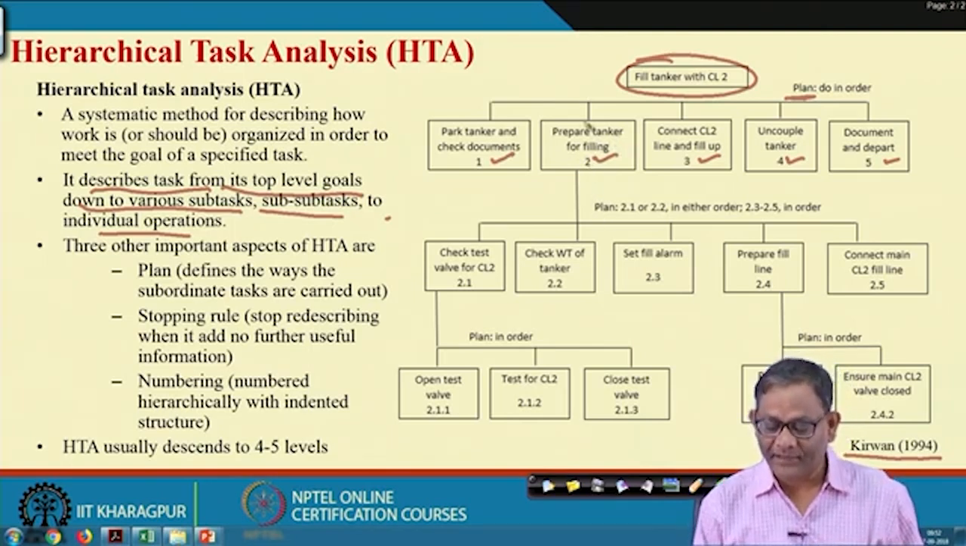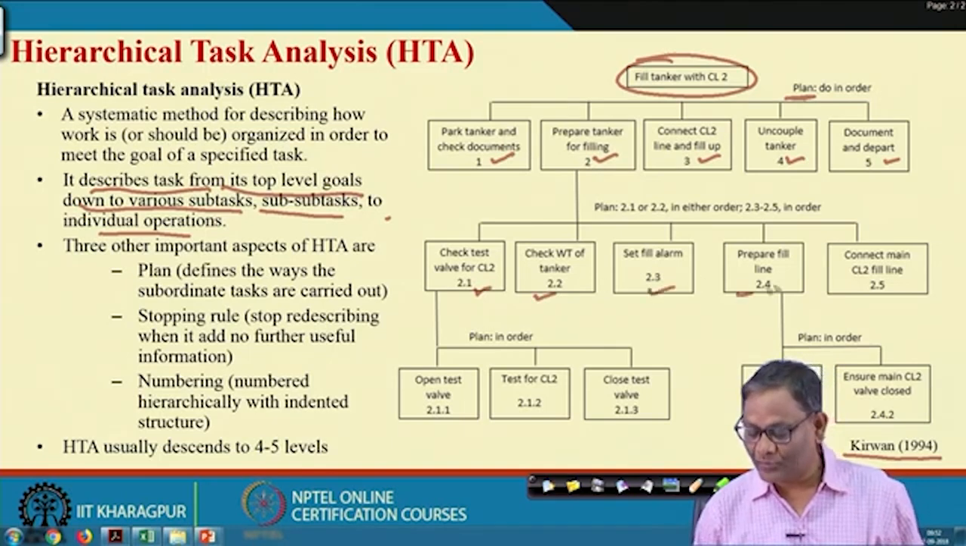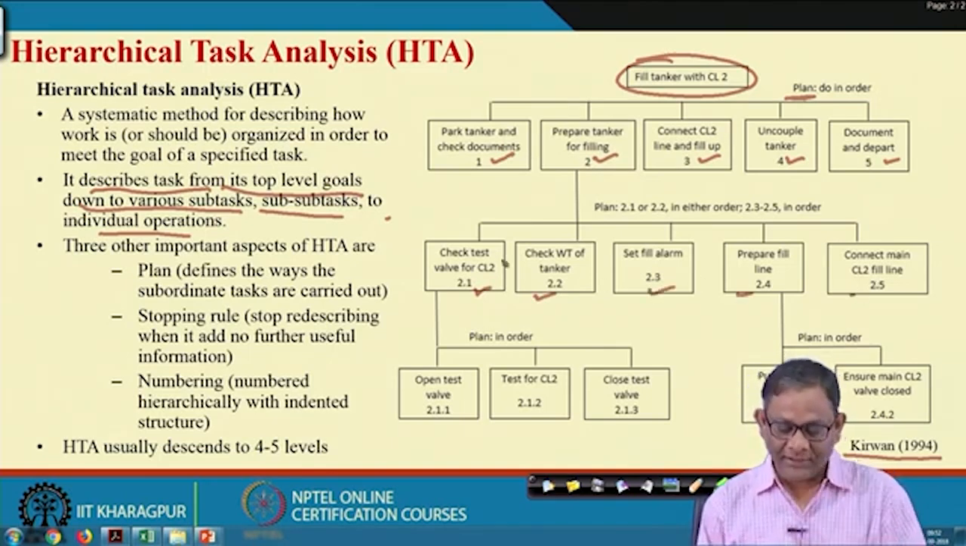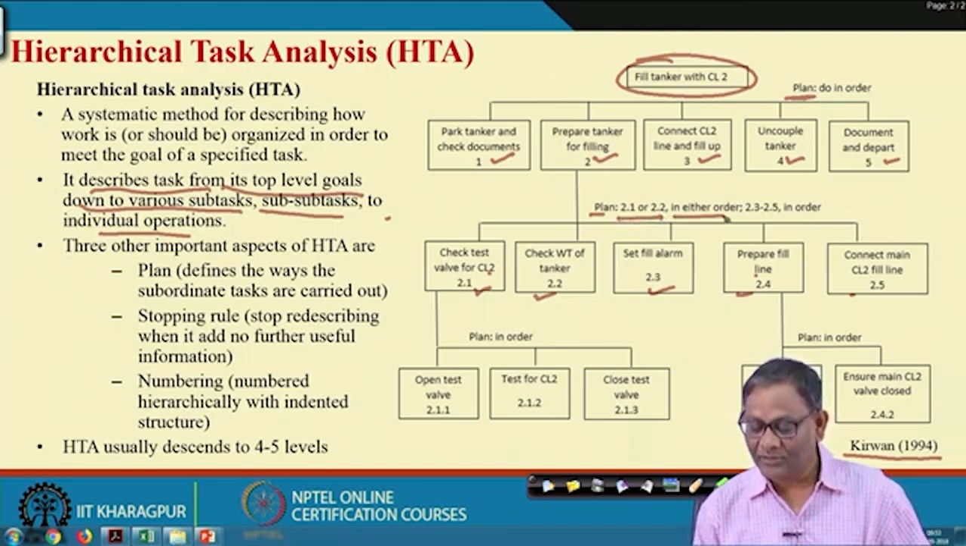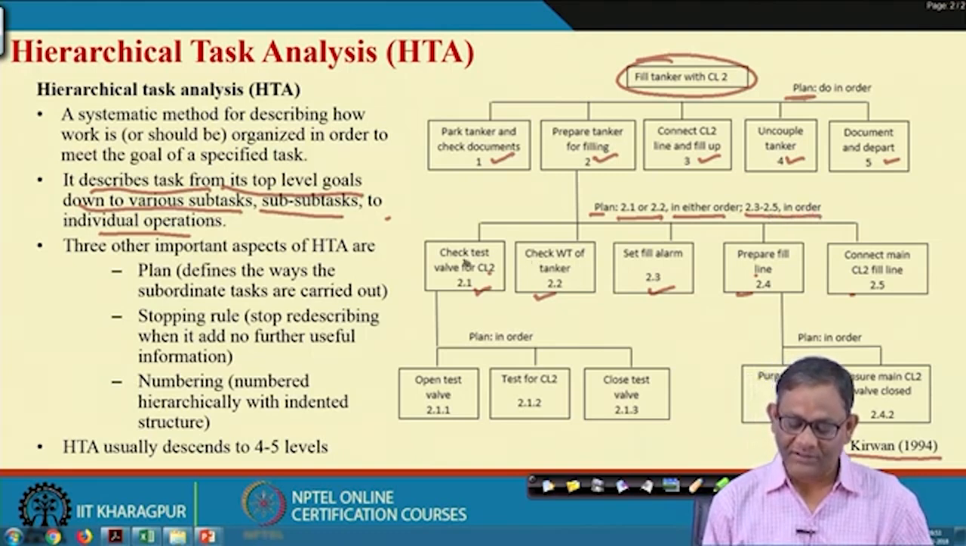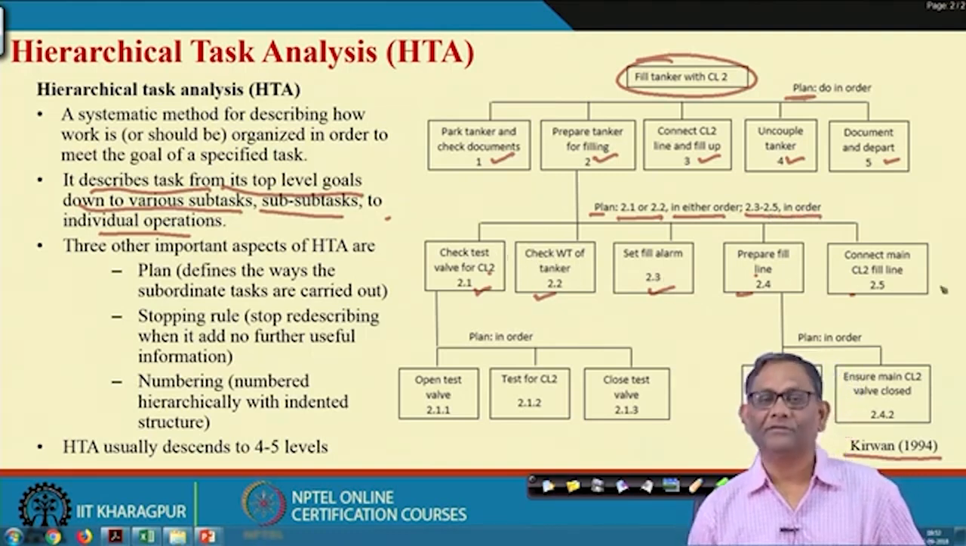Then again you plan, how do you do it? So here 2.1, 2.2, 2.3, 2.4, 2.5, it is clearly given: check test valve for Cl2, check WT for tanker, set fill alarm, prepare fill line, connect main Cl2 lines. What is the plan? That 2.1 or 2.2 in either order, or 2.3 to 2.5 in order, means this followed by this, or this followed by this, that you can do, but these three in order you have to do.